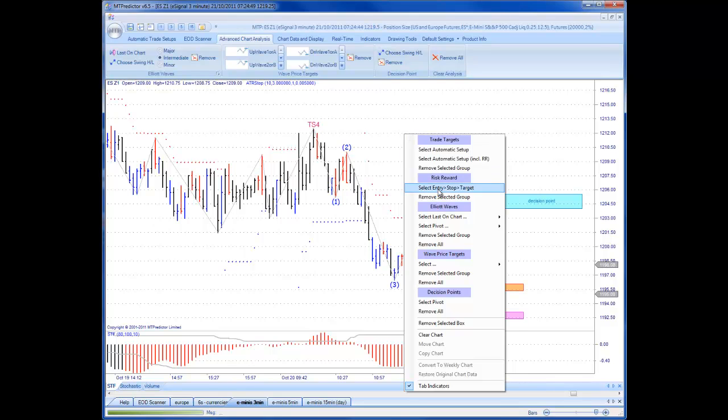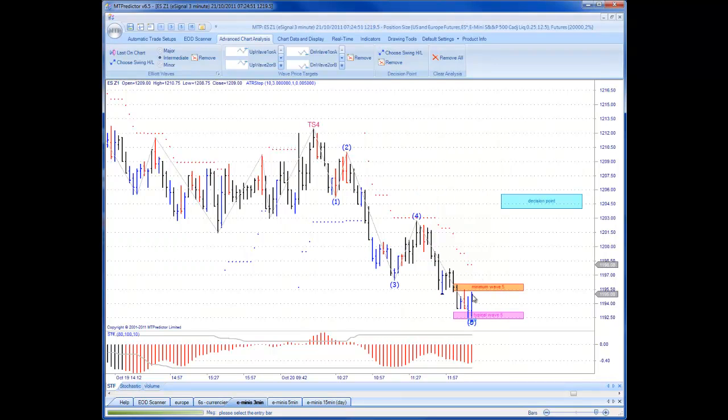We put our risk reward analysis on. Again, easy 3 clicks: bar of entry, bar of stop, then our target. So here you can see that we had a trade setup off this wave 5 with our initial target set up for a lovely 2.7 R.